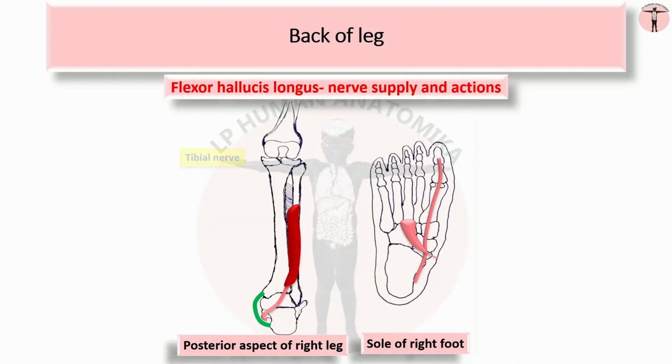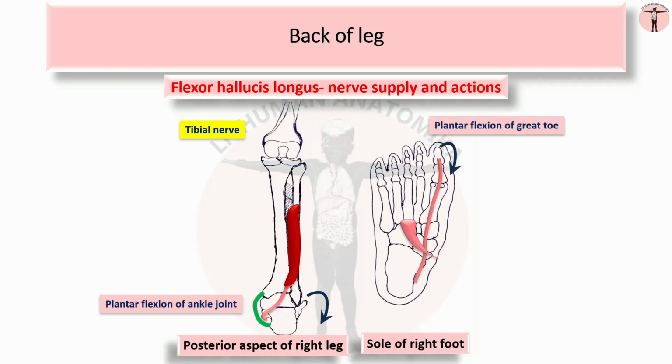The tibial nerve supplies the muscle, flexor hallucis longus. The muscle brings about plantar flexion at the ankle joint and plantar flexion of great toe. It also supports the medial longitudinal arch of the foot.